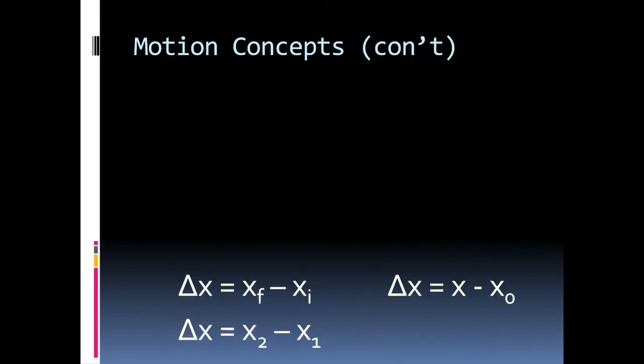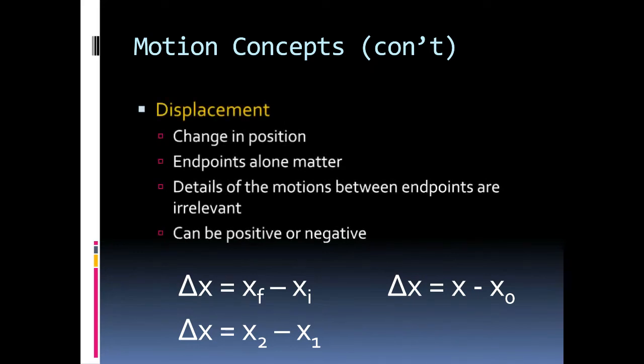Here are some more motion concepts. We have displacement, and I have the formulas below here. There's different ways to write it. Remember, displacement is change in position. Endpoints alone matter. The details of the motion between the endpoints are irrelevant. You just need to know where you start and where you end. What's interesting, if you start and end on the same point, it doesn't matter how much distance you covered, your displacement is 0.